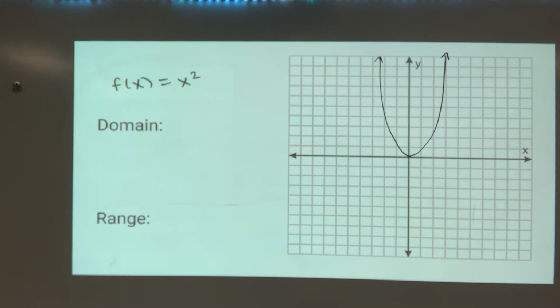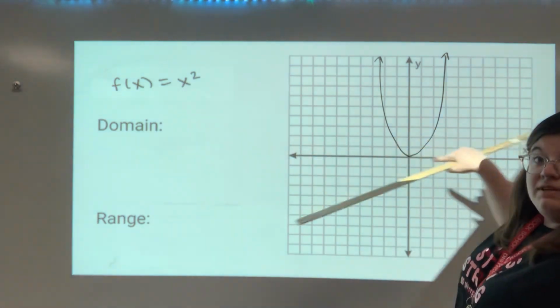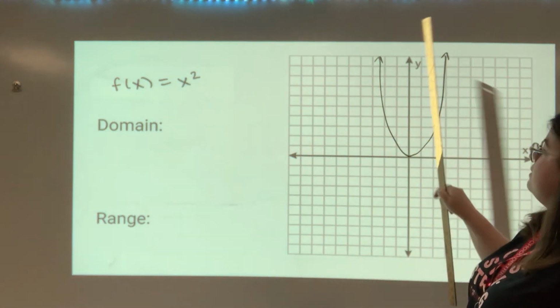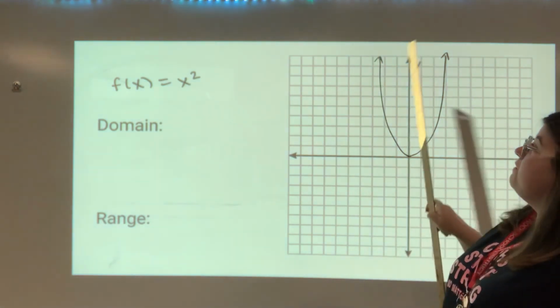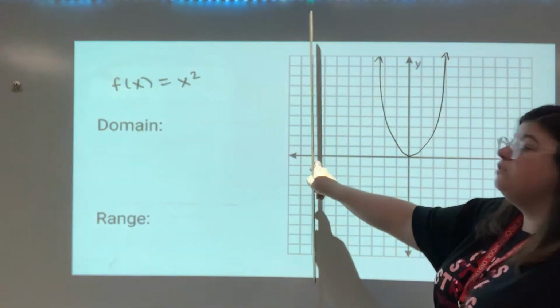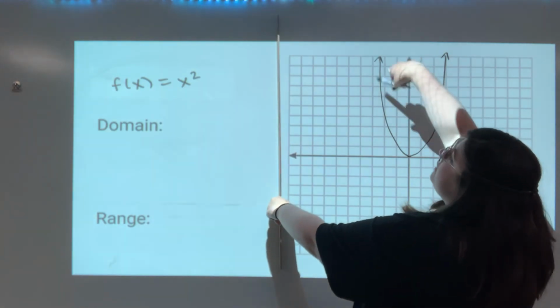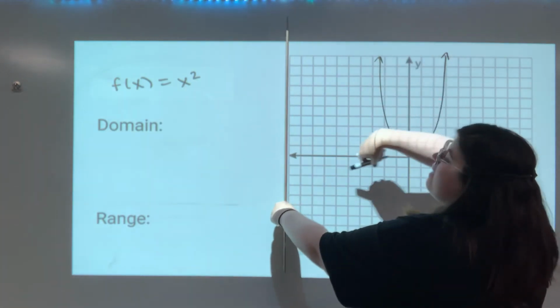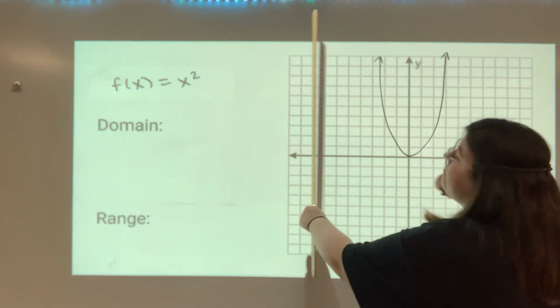Domain is all of our x values. So I'm going to start my ruler. I'm going to be working up and down the x-axis. And if I start, again, eventually that arrow is going to reach my ruler. So no matter what x I choose, it's going to keep going off this way. Eventually I'll reach negative infinity or negative 5001.